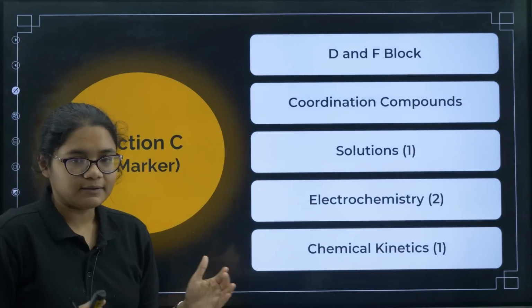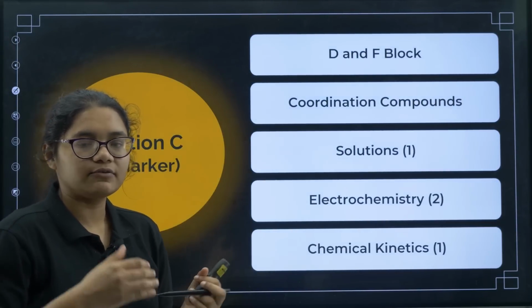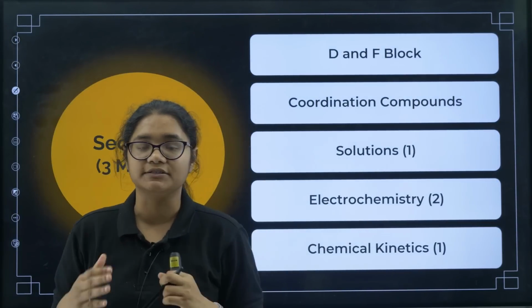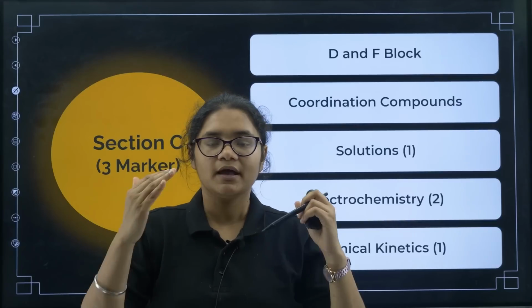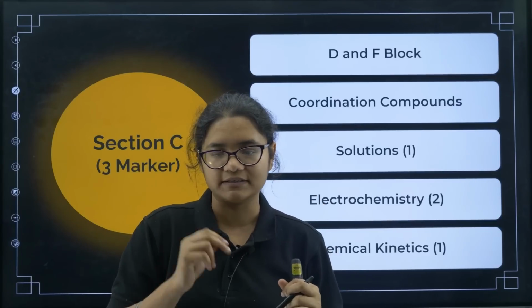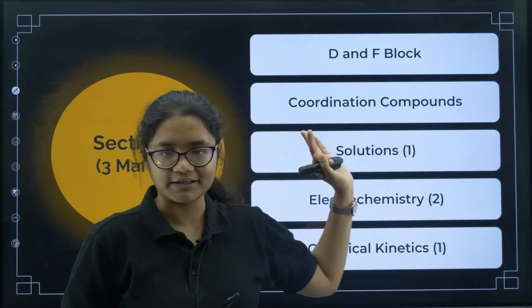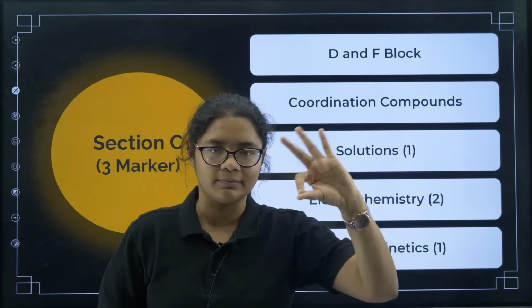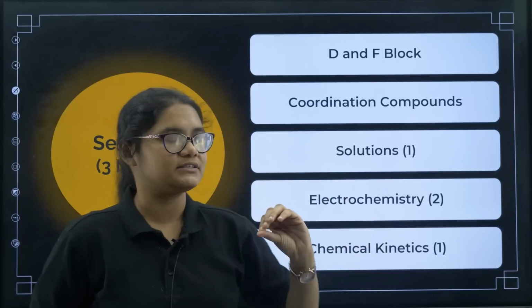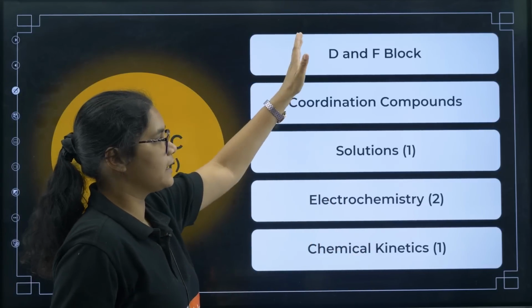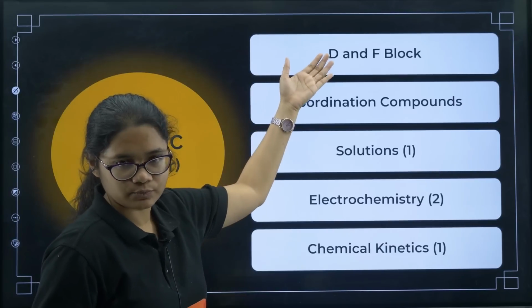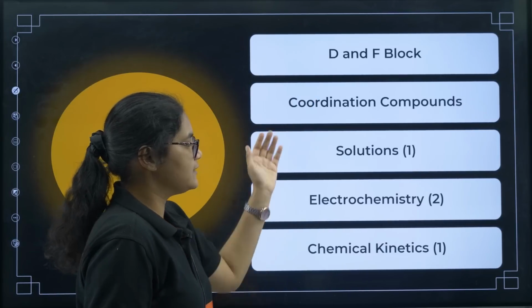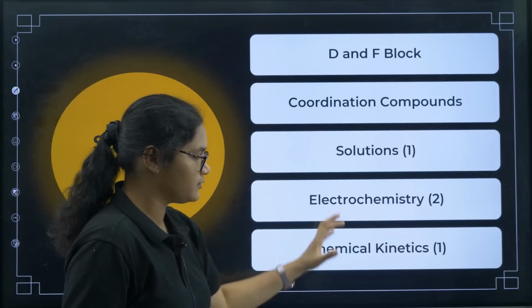Next, coming to 3-marker questions. So here we have 2 sections. First, 3-marker questions will be from inorganic chemistry. In inorganic chemistry, 2 chapters are there, your d and f block and coordination. So there will be a total of 5 questions, out of which you have to attempt any 3. In those 5 questions, it can be either 2 plus 3 or 3 plus 2. Okay, so that is what is there. And in the second part, you have 3-marker questions.